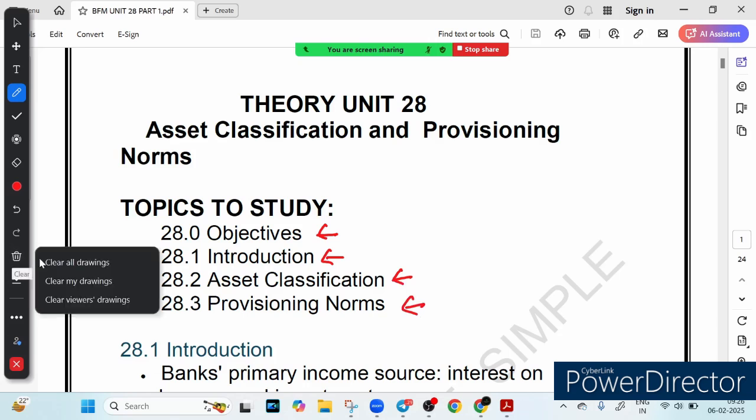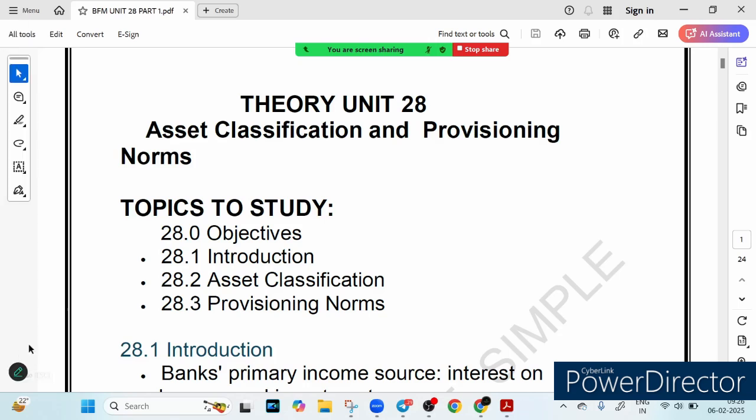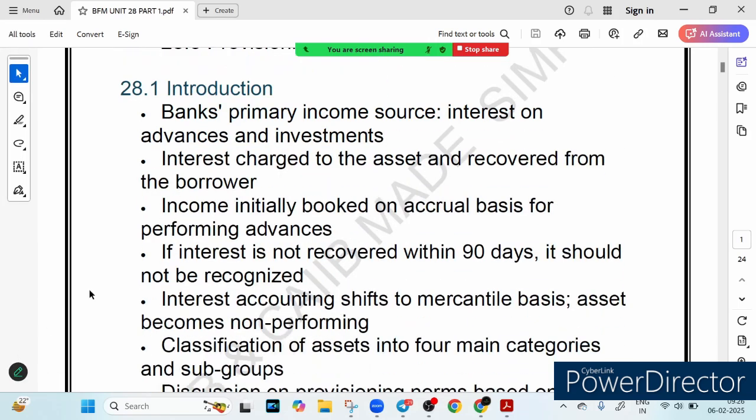Almost in the BFM book you will see it is covered in almost 40 pages. So we will try to cover each and every portion. So let's start with the first introduction part.